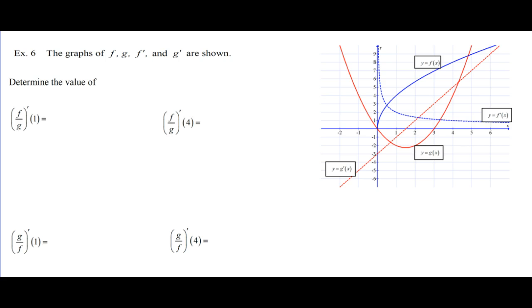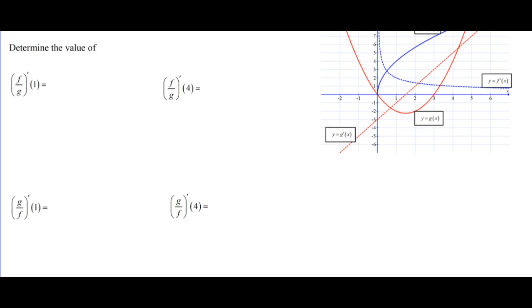Close enough, exactly. The graphs of f, g, f prime, and g prime are shown. Determine the value of the following. So we've got f over g prime of 1 and g over f prime of, oh.